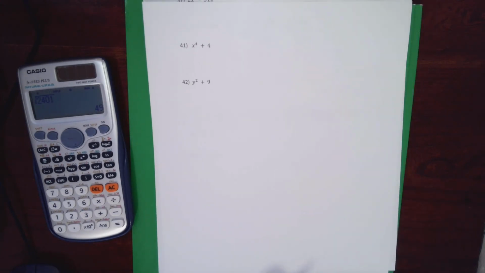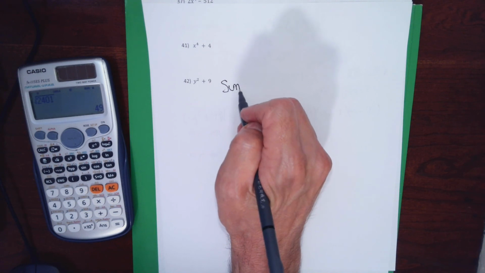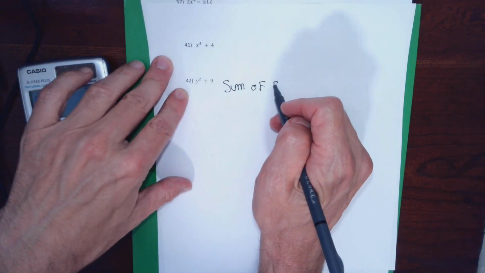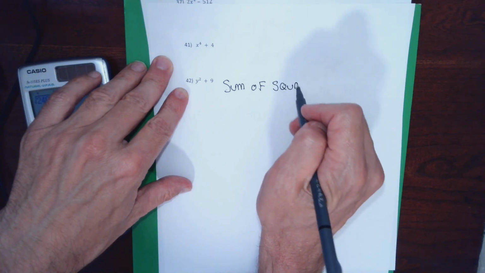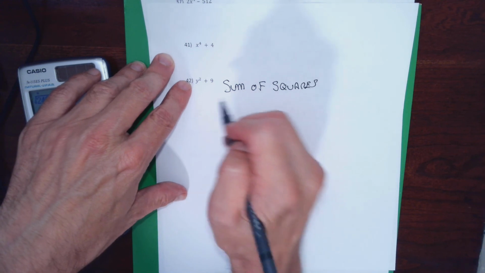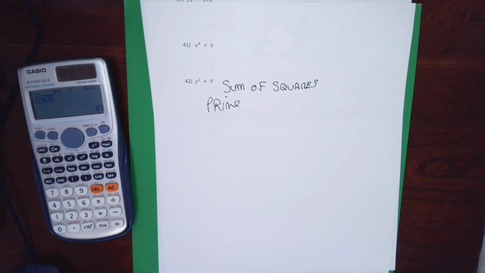Last two problems, the plus sign between these and the fact that they're square problems makes them sum of squares. It's a sum because of the plus sign. It has even exponents. The number 9 has a nice integer square root. It's a sum of squares, and sums of squares are prime.